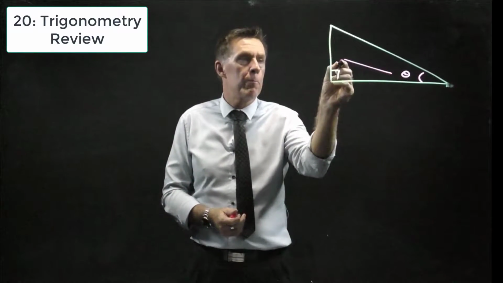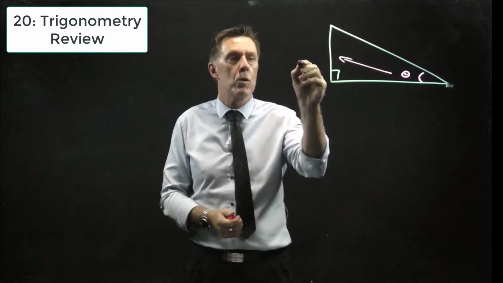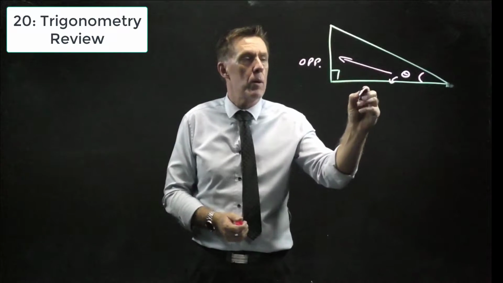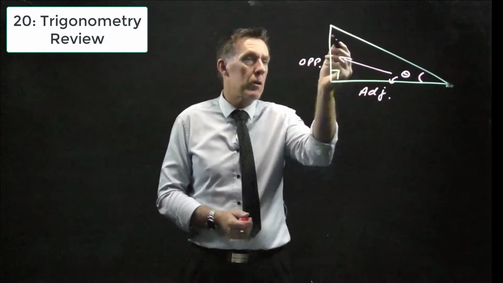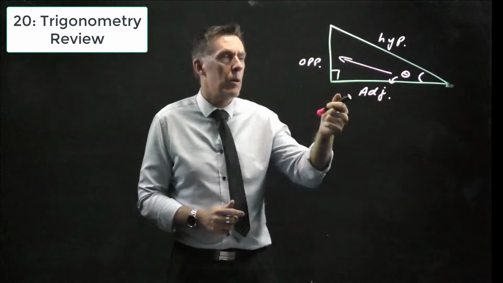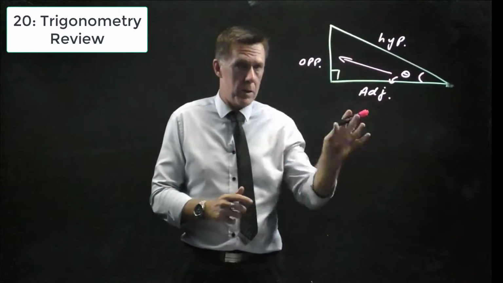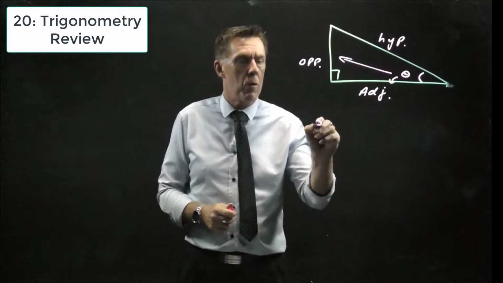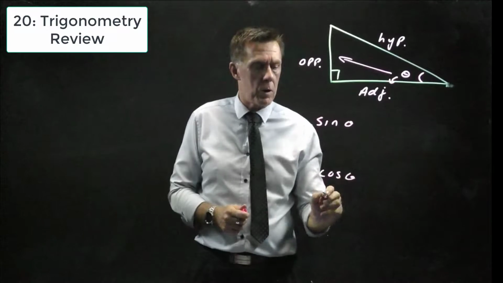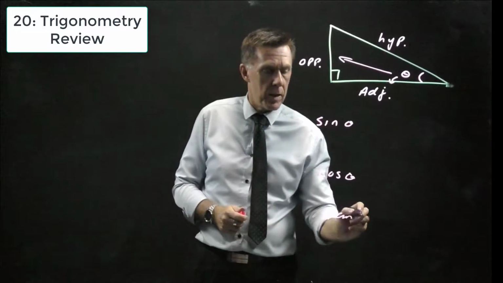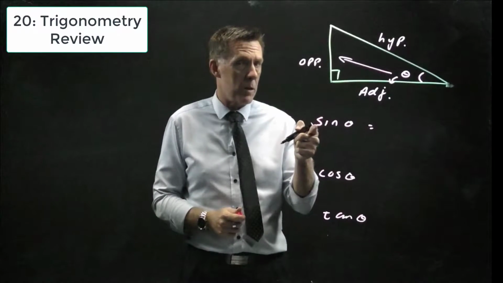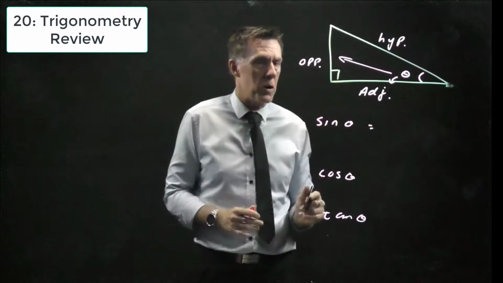The one straight across from the angle is always called the opposite. The one that's directly beside the angle is always called the adjacent. And of course, the longest side is always called the hypotenuse. So in trigonometry, it's the relationship between the sides. The three relationships we talk about are the sine, the cosine, and the tan of the angle. It's pronounced sine, not sin. We never sin in maths, we only sine.